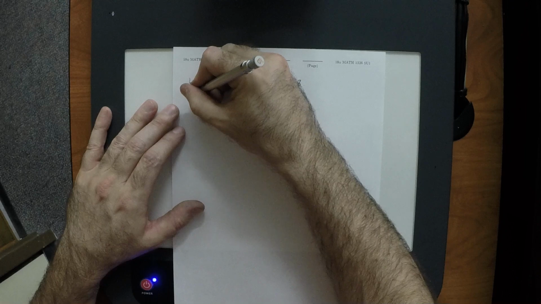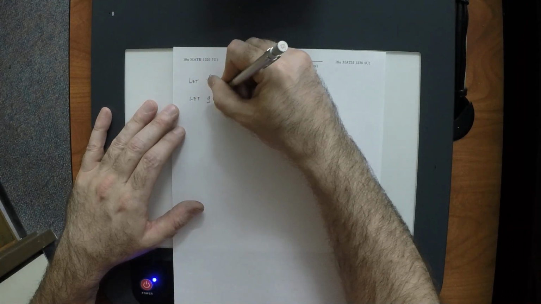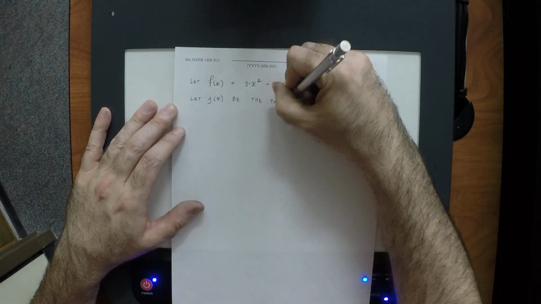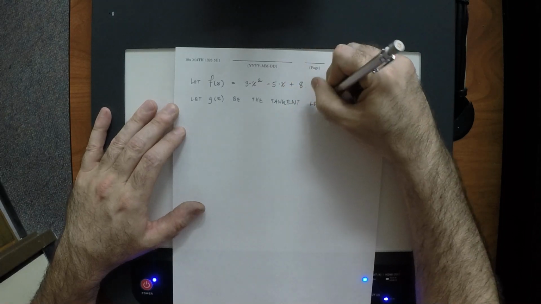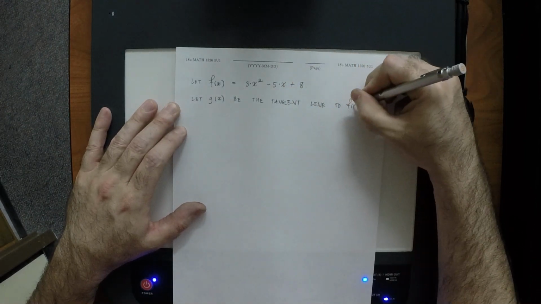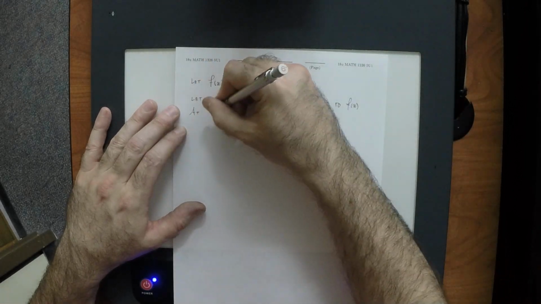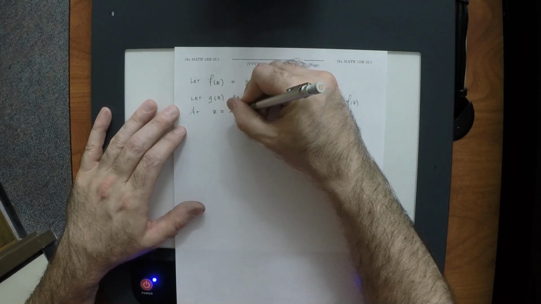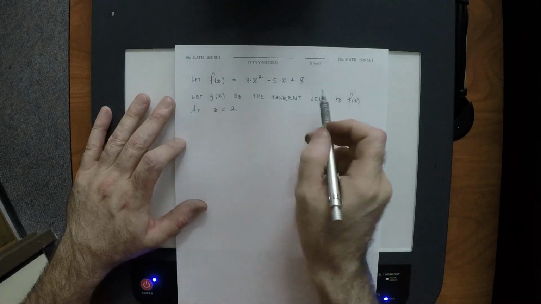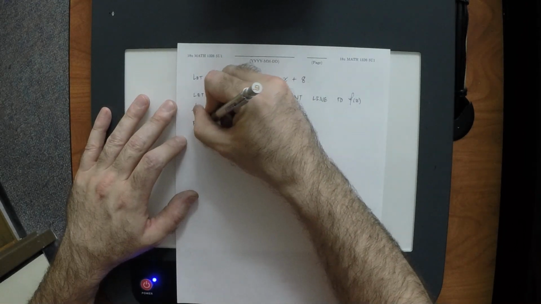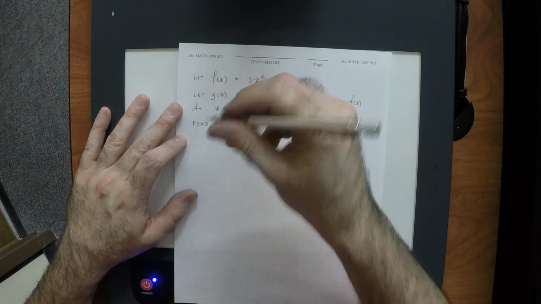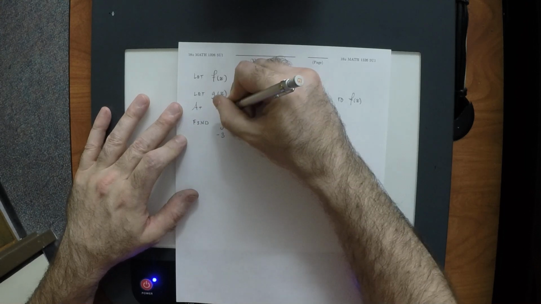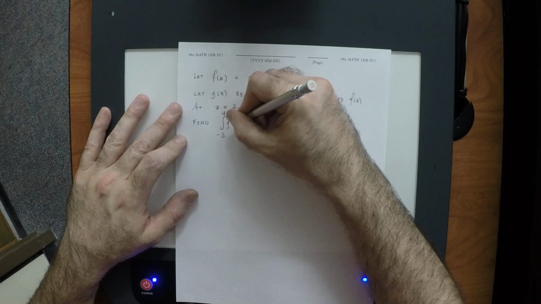And then let g of x be the tangent line to f of x at the specific point, I haven't thought about it deeply, at x equal to 2, say. So that's f, that's g, and then I could say find the integral, say, from negative 3 to positive 4 of g of x dx.